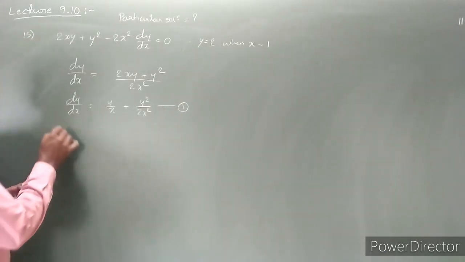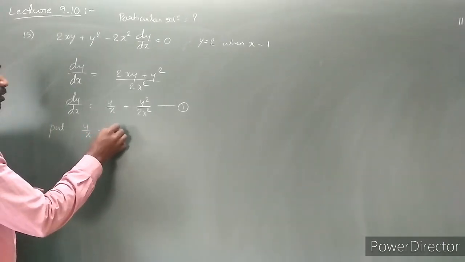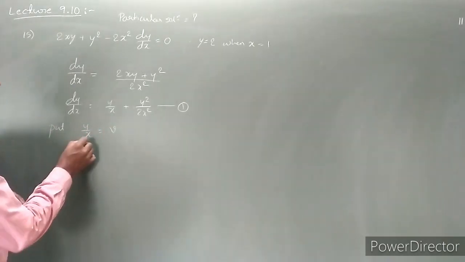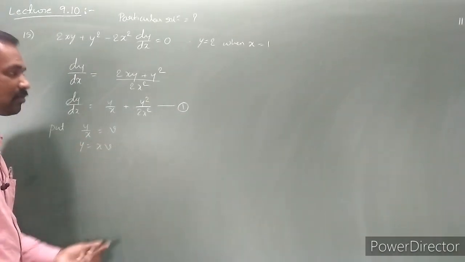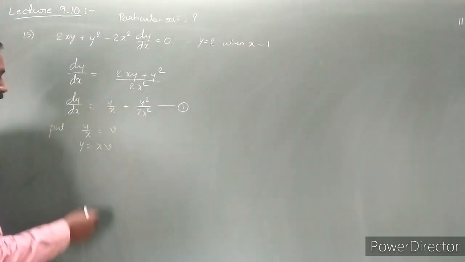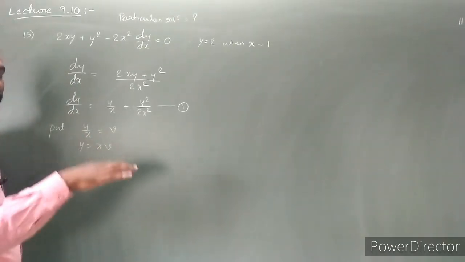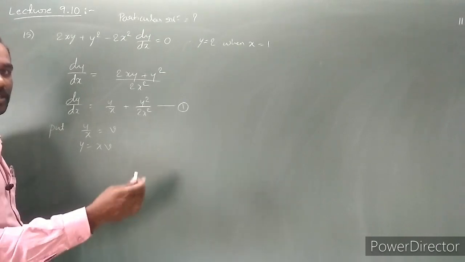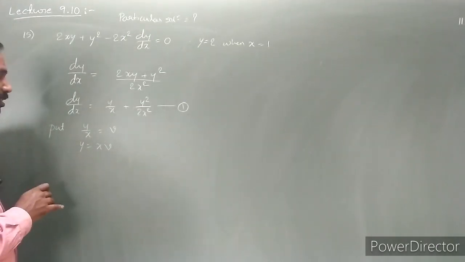So for the solution we have to substitute: put y by x is equal to v. Therefore y is equal to x into v. The remaining process is as it is, just proceed. Pause the video, try to solve. Later you can cross verify, and if you made a mistake, find exactly where you made the mistake, and rectify it.